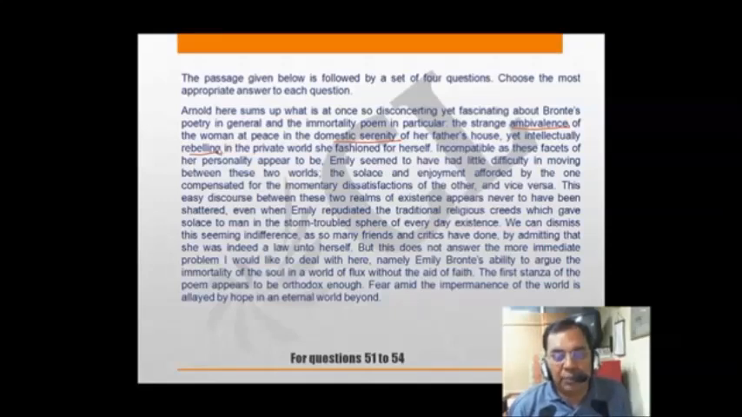Okay, the first paragraph is about a woman who lives in 2 worlds. First is the family's world, another is her own rebellious world, and these 2 courses she has been able to hold together. They've never been shattered. Maybe because she was very powerful, a law unto herself. And it was her ability to immortalize the sword without the aid of faith. That means without even believing in God, she could do this. So this was the important aspect.